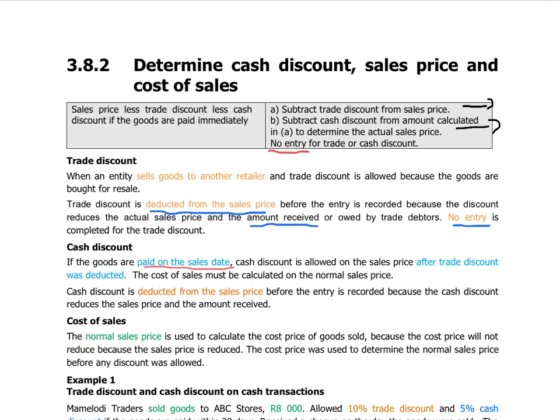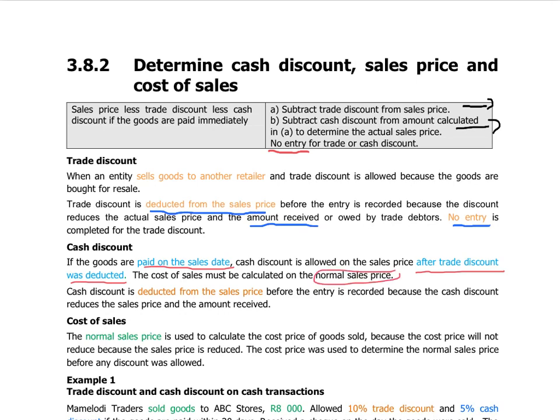If the business sells to another business and they allow trade discount to the other business, you will first subtract the trade discount, and on the reduced amount, the cash discount will be deducted. The cost of sales must be calculated on the normal sales price.